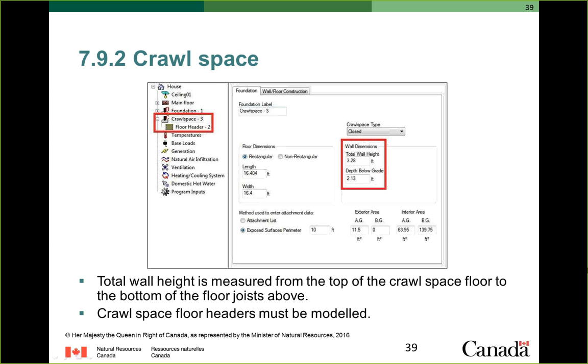For crawl spaces, in version 10, the total wall height modeled in HOT2000 represents only the wall height above grade. In version 11, the total wall height is measured from the top of the crawl space floor to the bottom of the floor joist above. The depth below grade is the weighted average height of the crawl space wall below grade. Notice in the tree that a header can be added to a crawl space. The modeling of crawl space floor headers and rim joists is a new program requirement.